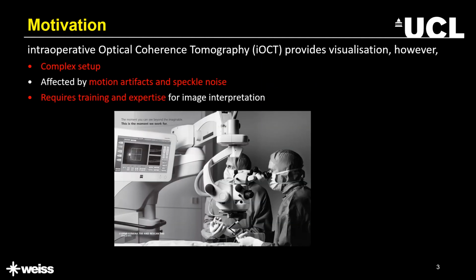Intraoperative optical coherence tomography, or IOCT, is used during these surgeries to provide visualization to the surgeons. However, the IOCT setup is very complex. It requires seeing through the surgical and IOCT imaging feed, and it requires training and expertise for interpreting such images. Moreover, these IOCT images are affected by motion artifacts and speckle noise, making it difficult to see different layers in the intraoperative settings.